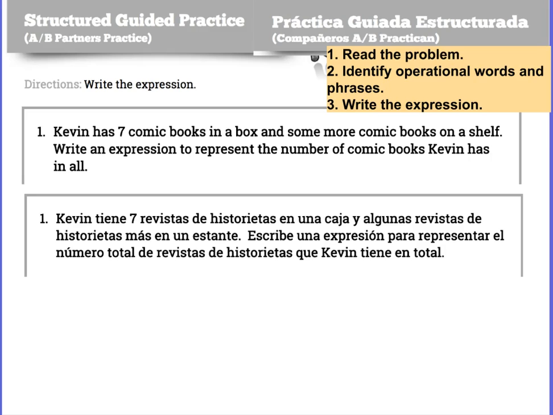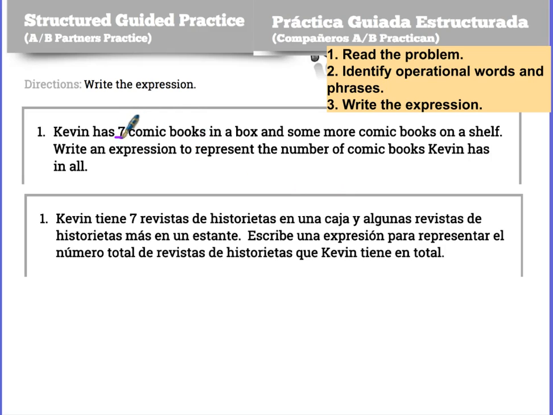Now, structured guided practice. Again, we're going to write the expression. We're going to read the problem, identify the operational words and phrases, and write the expression. So Kevin has 7 comic books in a box. 7 comic books, not an unknown amount. I know the number, 7 in a box, and some more comic books on a shelf. Write an expression to represent the number of comic books Kevin has in all.